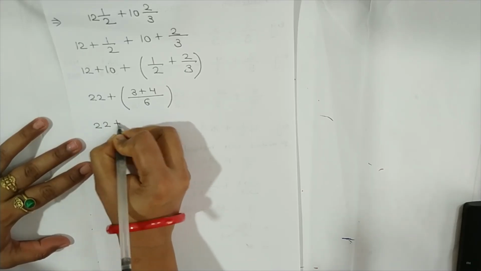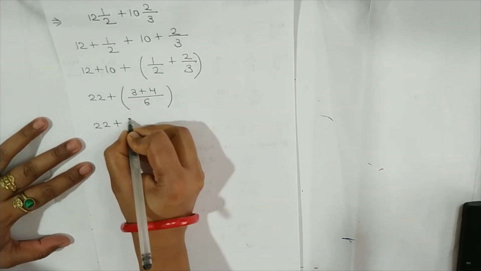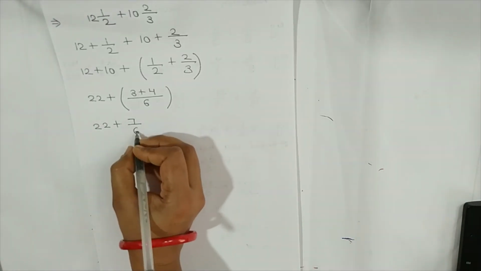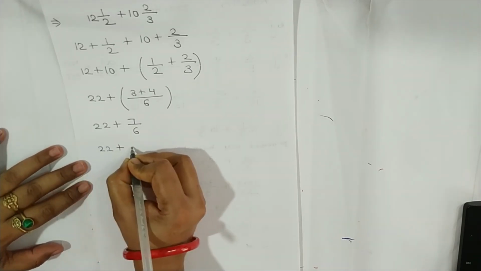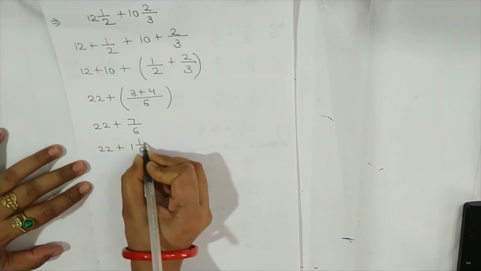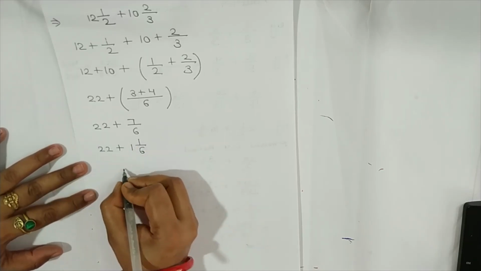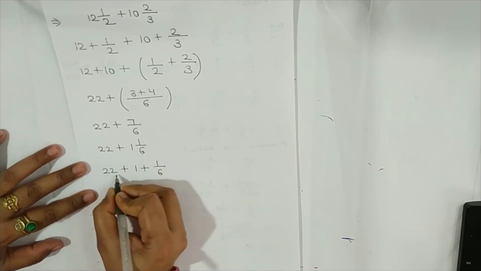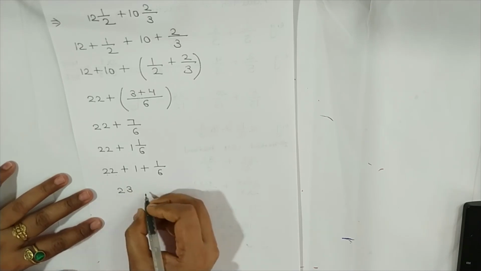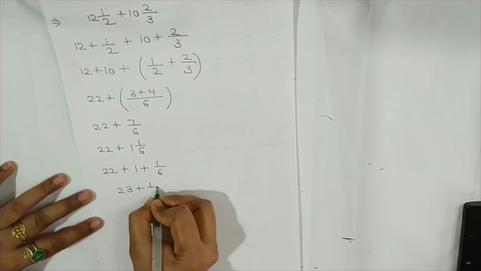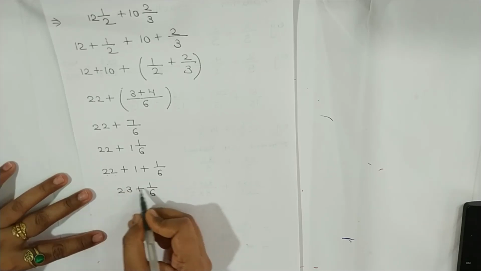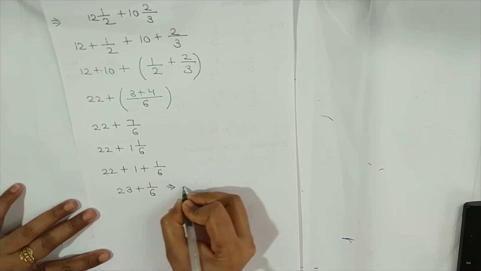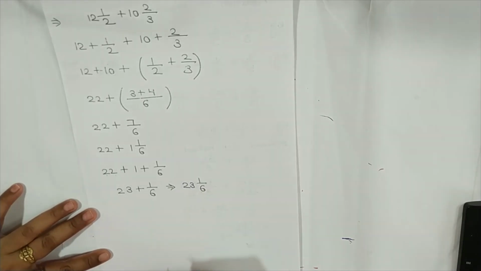So 22 plus this will be 7 upon 6. Now 7 upon 6 can be written as 1 1 by 6. Now again this is a mixed fraction, so we have to convert it into whole plus fraction. So 22 plus 1 becomes 23 plus 1 upon 6. Now this is the whole part and this is the fraction part. When we combine it, it becomes a mixed fraction. So 23 1 upon 6.